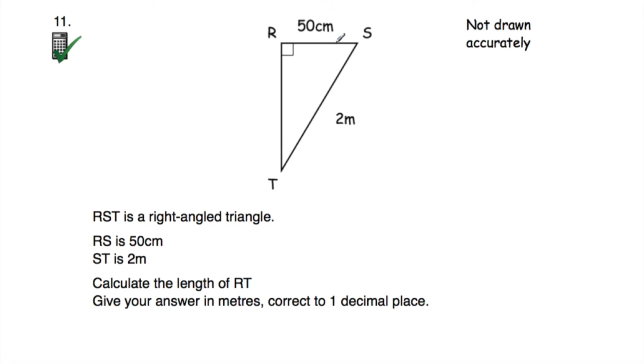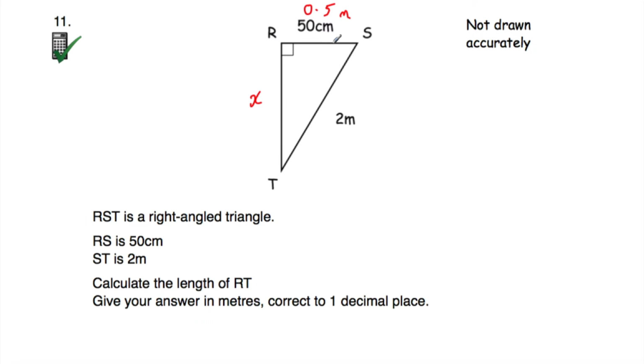So what I'm going to do is change these centimeters, the length of RS, into meters. So 1 meter is equal to 100 centimeters. So if we divide this by 100, we can find what it would be in meters. So 50 divided by 100 would be equal to 0.5. So 50 centimeters is half a meter, or 0.5 meters. So that means that RS is 0.5 meters. So we've now got our measurements: RS is 0.5 meters, ST is equal to 2 meters, and we want to find the length of RT. So let's call that x.